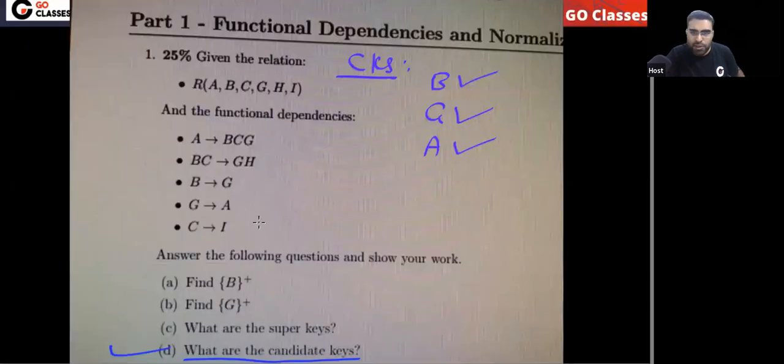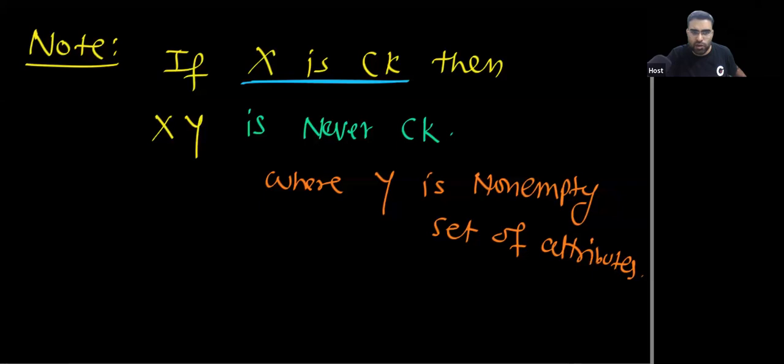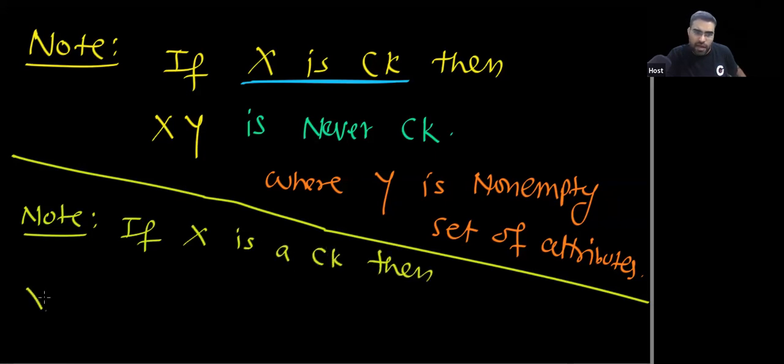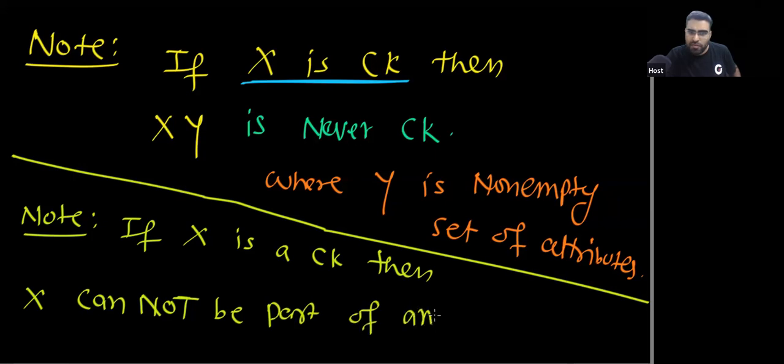So what else do I need to check? I cannot consider these, because these are already candidate keys. So they cannot be part of any bigger candidate key. This is what I can say: if X is a candidate key, then X cannot be part of any bigger candidate key.